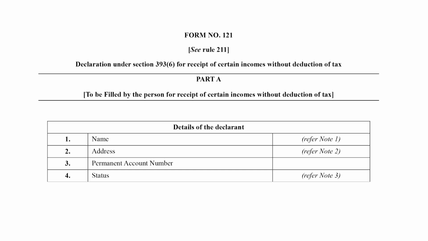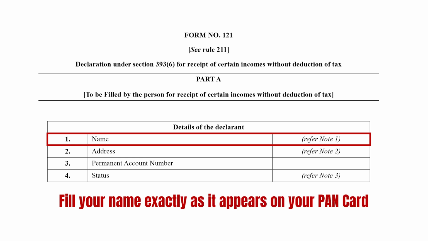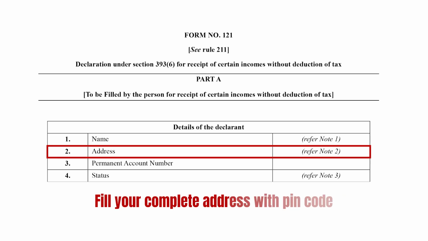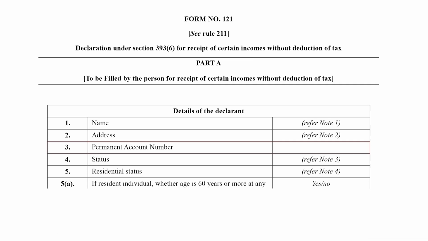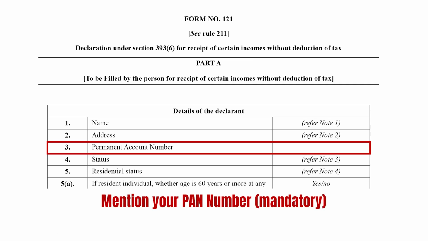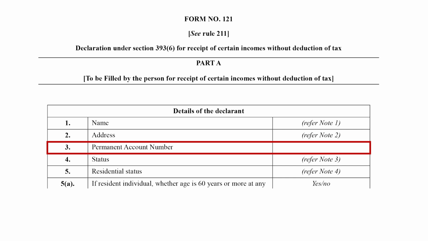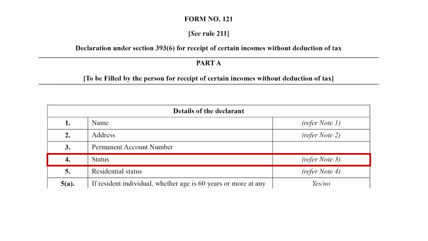Now let's start with Part A. Serial number 1, name. You have to fill in your name exactly as per your PAN. Second, fill in your complete address with PIN code. Third, mention your PAN number. It is mandatory. If you do not mention your PAN number, of course, TDS will be deducted at a higher rate.